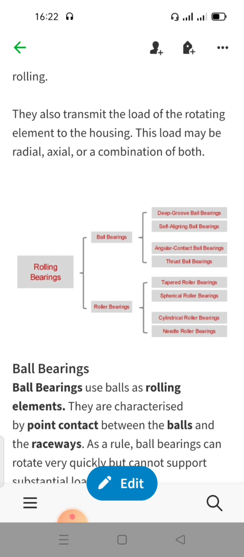Rolling bearings are classified into two parts: ball bearings and roller bearings. Ball bearings are of different types like deep groove ball bearing, self-aligning ball bearing, angular contact ball bearing, and thrust ball bearing. Similarly, roller bearings are classified into taper roller bearing, spherical roller bearing, cylindrical roller bearing, and needle roller bearing.